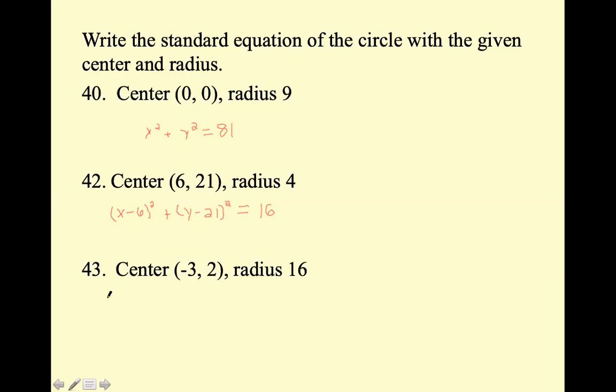All right, number 43, center is at negative 3, 2. So I have x plus 3 squared plus y minus 2 squared equals 16 squared, which is 256.